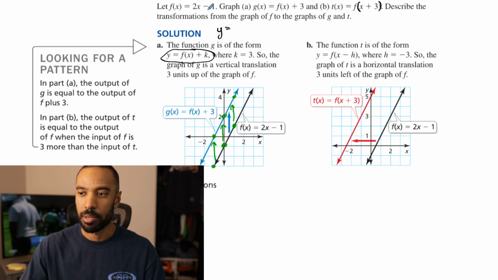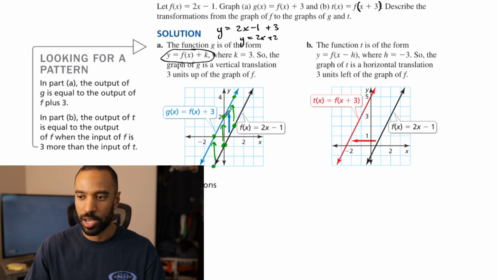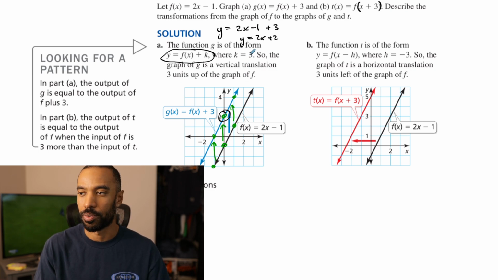This means I can substitute 2x minus 1 in for f of x, and we can do that plus 3 right there, and negative 1 plus 3 is 2. Do we agree that this graph is the equation y equals 2x plus 2? We got a y-intercept of 2 and a rise of 2, run of 1. I believe it does look like that, so I agree with that.